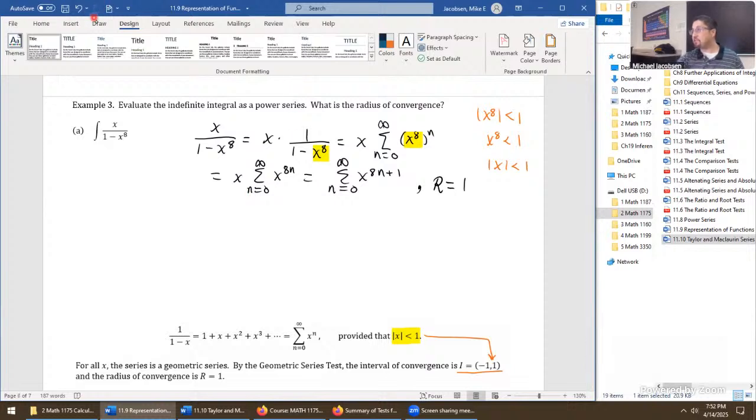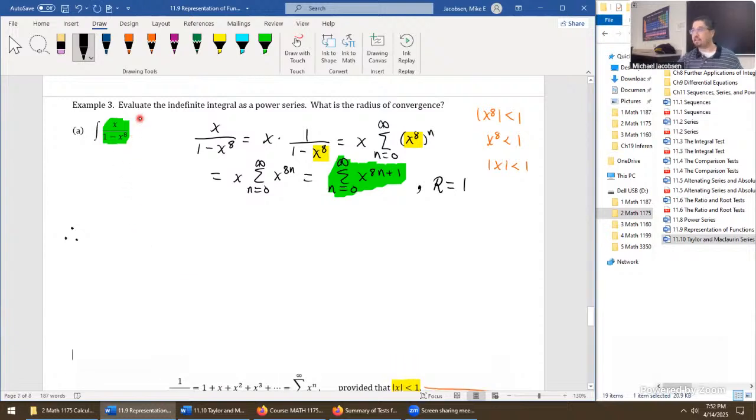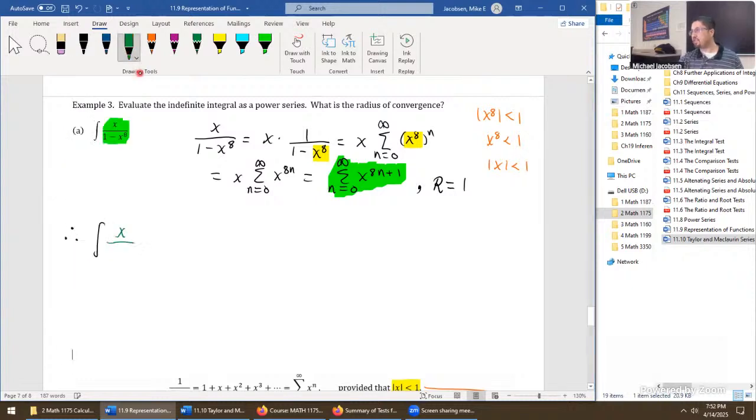So now coming back down, we can now say that this whole thing could be represented this way. And now we just make the substitution. Let's say, therefore, it's a good time to say it because that was like the main work right there. Antiderivative of x divided by 1 minus x power 8.